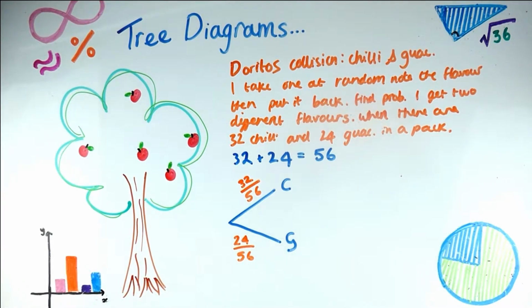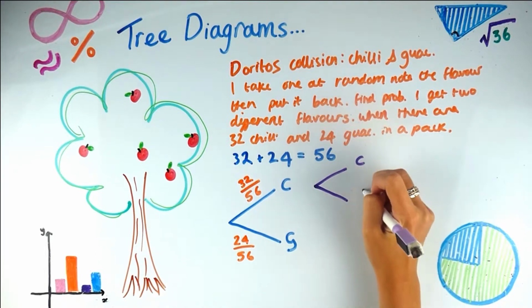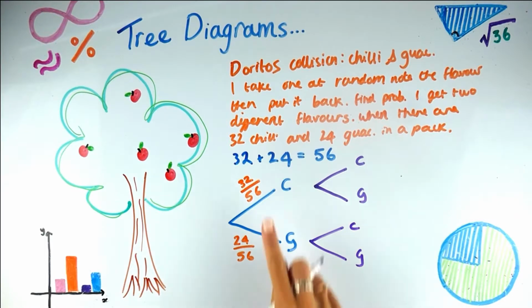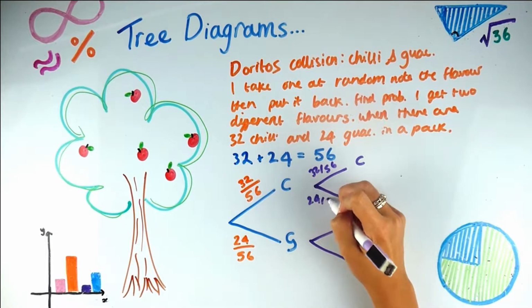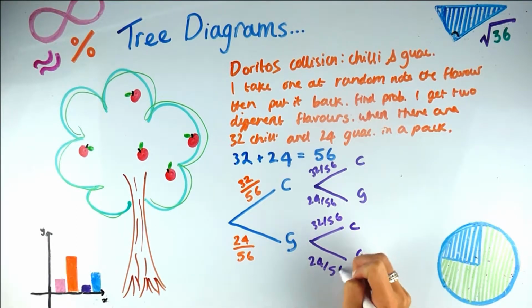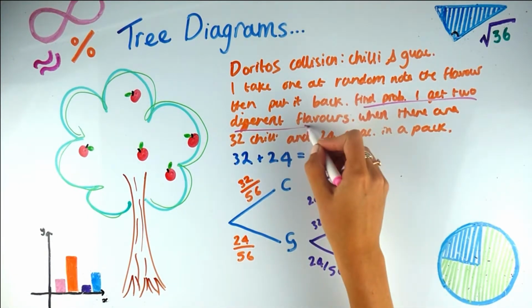Okay, let's keep going. So I then put it back, I make note, put it back, and I pick another one. I do the same thing. So again, I'm either going to get chili or guacamole, and we've worked out the probabilities, so we can write these on. Okay, so that's my completed tree. What was the question? It was find the probability I get 2 different flavours.